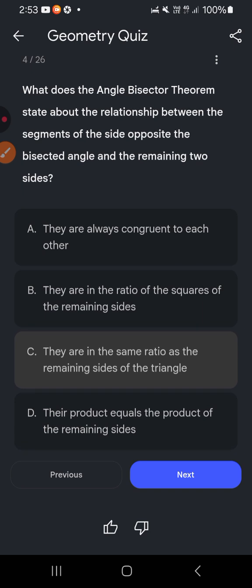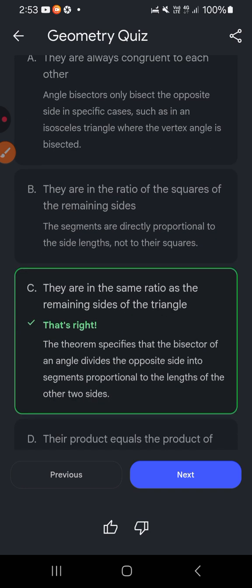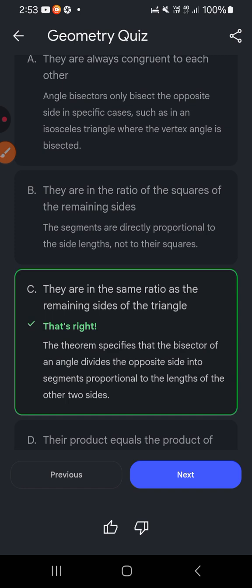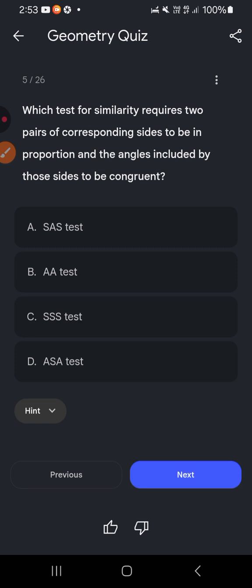What does the angle bisector theorem state about the relationship between the segments of the side opposite the bisected angle and the remaining two sides? Correct answer is C. Bisector of an angle divides the opposite side into segments proportional to the lengths of the other two sides.